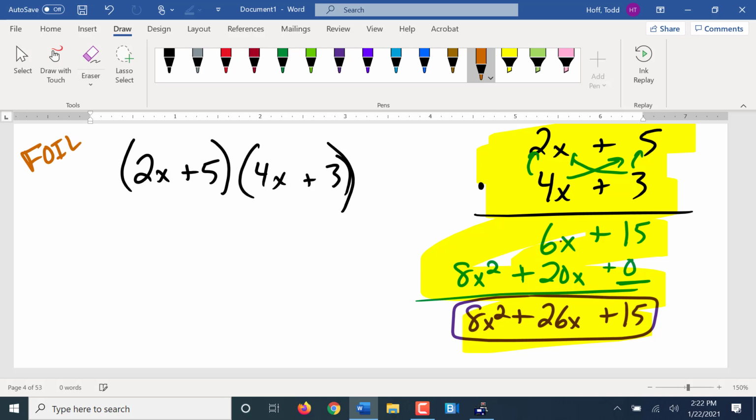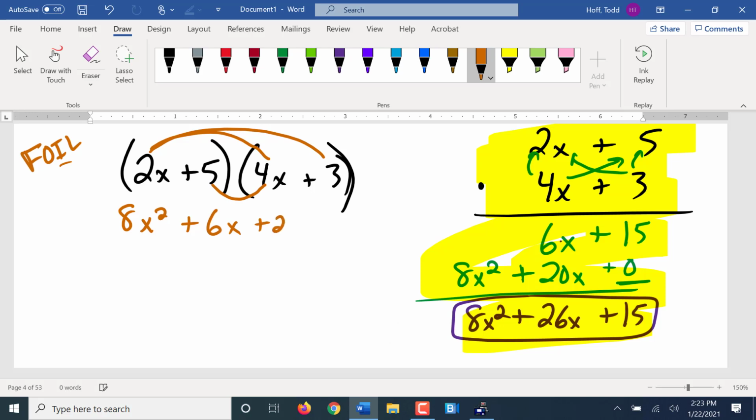Probably use the acronym FOIL. So you do the 2x times 4x. It's the first digit of each, which is 8x squared. O stood for outside, so 2x times 3 is 6x. I stood for inside, so 5 times 4x was 20x.